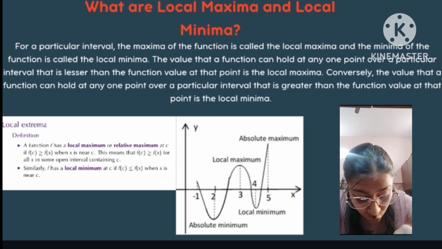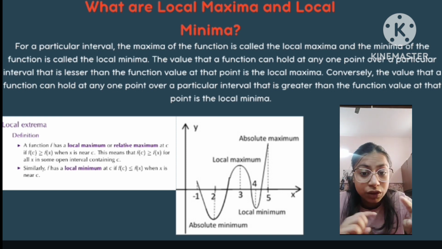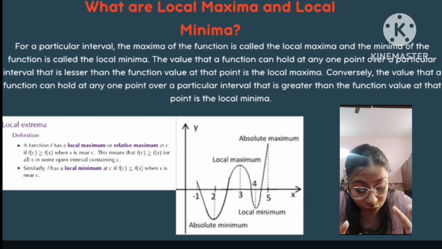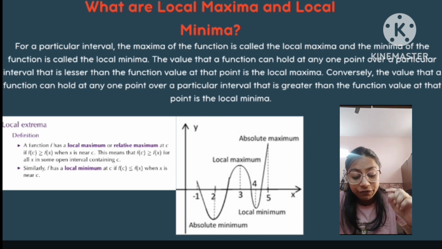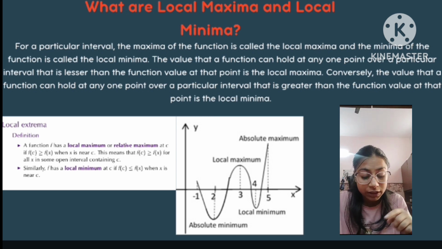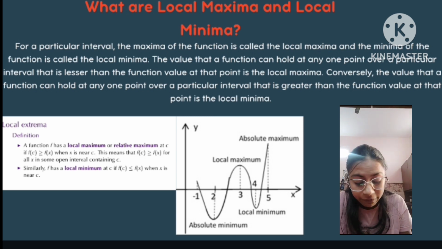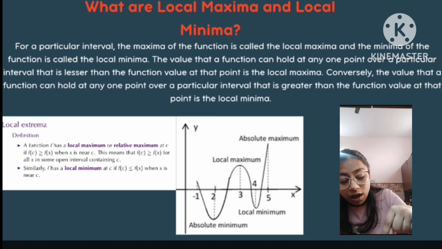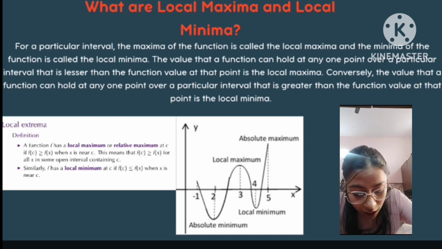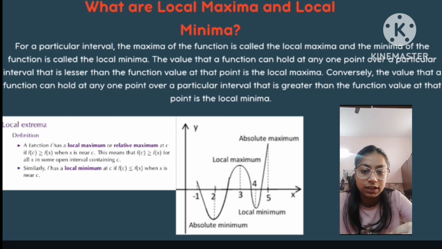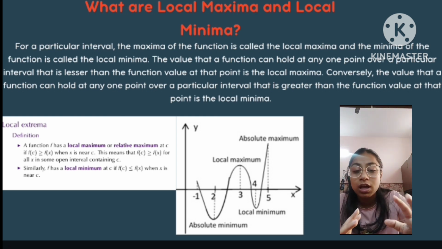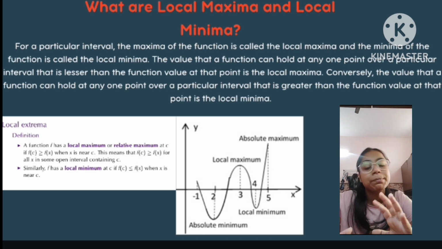If we consider the whole domain, -1 to 5, in the closed interval, the absolute maxima point will be 5 and the minimum will be -1. But if we take a particular interval in the domain, that is 3 to 5, we can see that the local minima is 4 and the local maxima is 3. So from this it is clear what absolute maxima and absolute minima are.